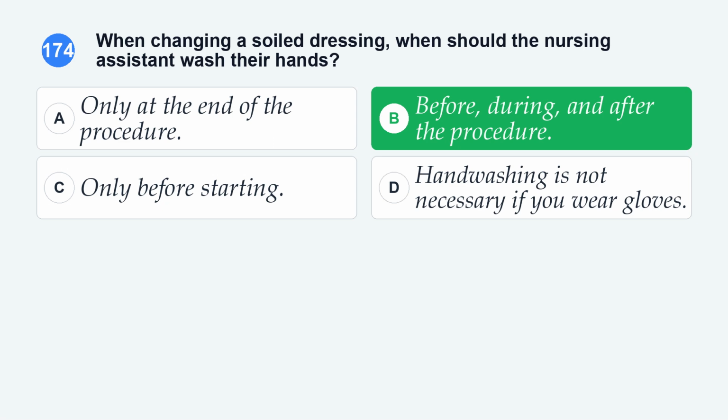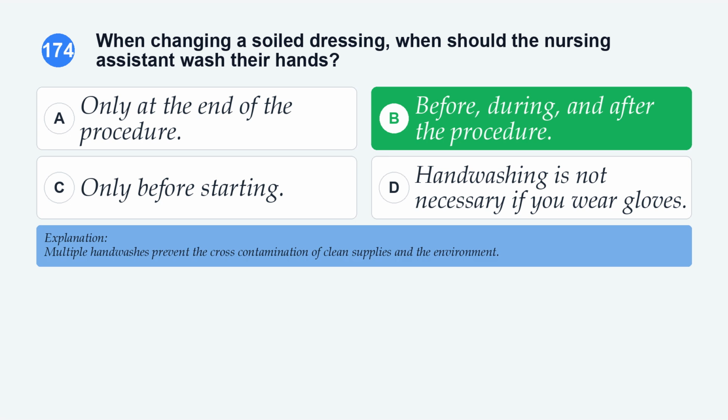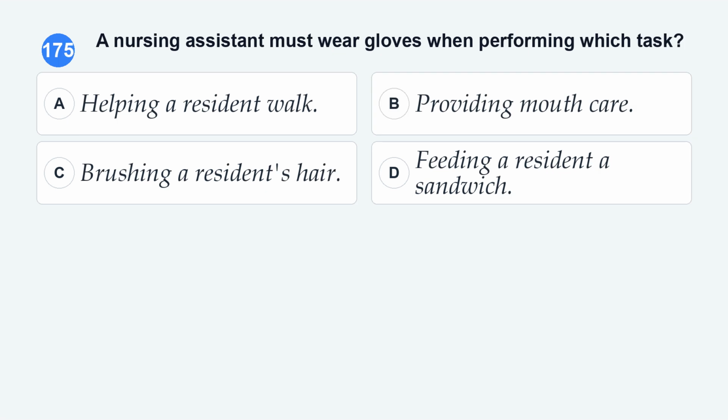The correct answer is option B, before, during, and after the procedure. Explanation. Multiple hand washes prevent the cross-contamination of clean supplies and the environment. Question 175. A nursing assistant must wear gloves when performing which task?